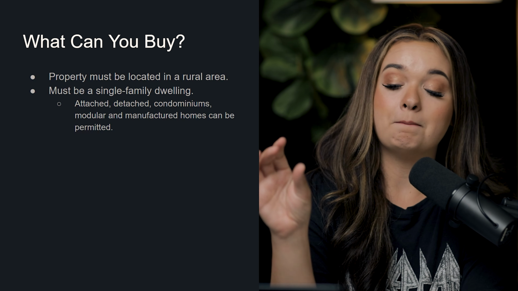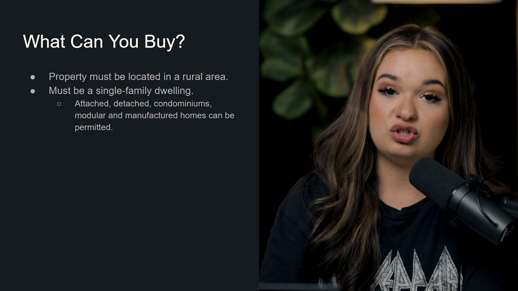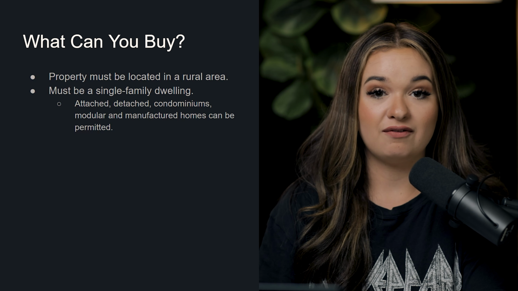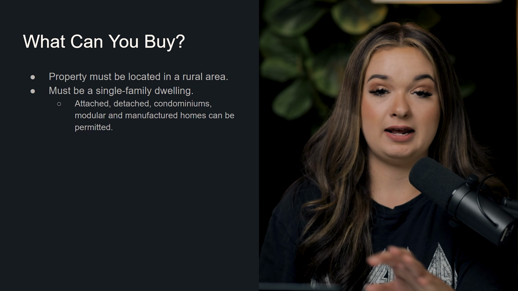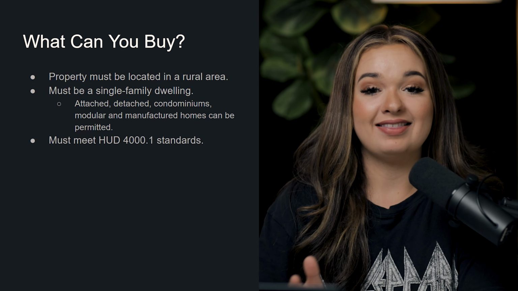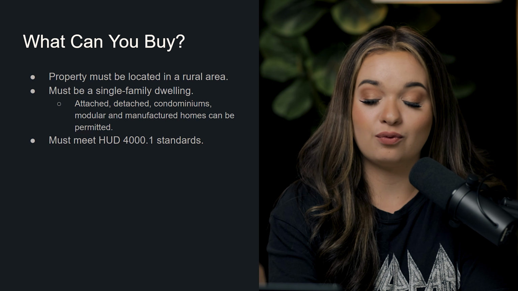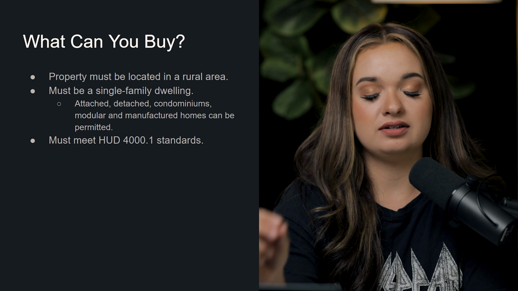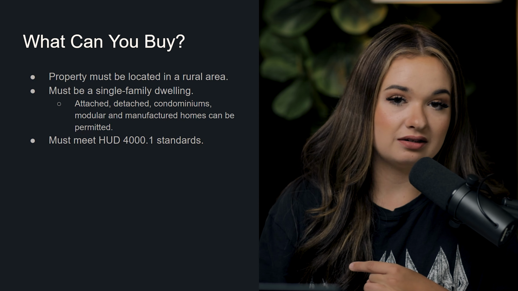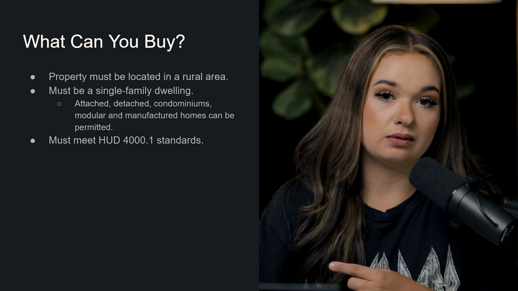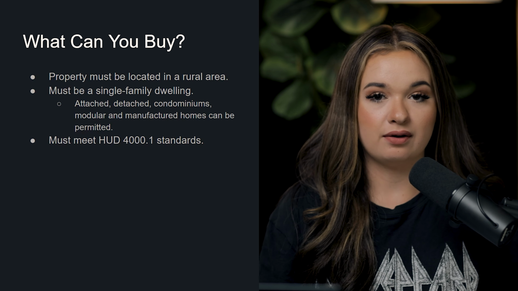Condominiums are allowed. Modular and manufactured homes can be permitted, but they do need to be on permanent foundations. They need to be permanently fixed to the land. They cannot just be temporary. Additionally, the house that you are looking at purchasing must meet HUD 4000.1 standards. These standards are what you would see for an FHA loan as well. Usually VA loans follow these. They are certain health and safety standards that the house must meet.